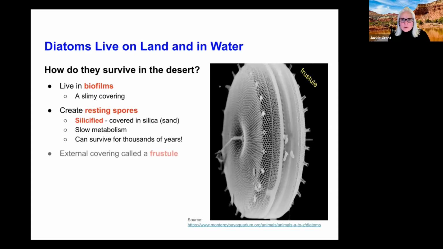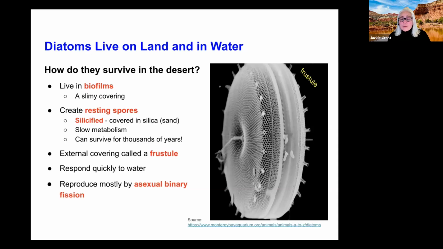But how do diatoms survive in the desert? Well, it turns out in the desert, where there isn't a lot of water, they live in something called a biofilm. And a biofilm is just a slimy covering. In the desert, it's very, very thin. You have a biofilm in your mouth, you have a biofilm in your nose. There are biofilms on trees and on rocks that are in the water and on rocks that are not in the water. Biofilms are everywhere, and they're made up of small single-celled organisms, not necessarily all diatoms, but this covering covers lots of things on Earth and things inside our bodies as well.